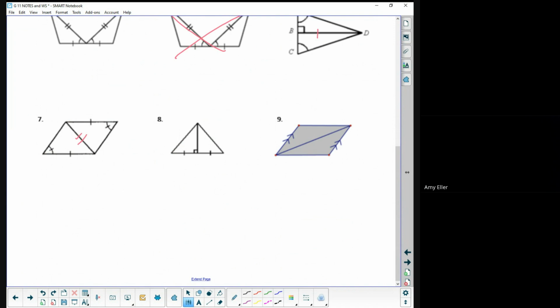That's called reflexive. The reason I put 2 little tick marks is because 1 was already used. Do you see reflexive in number 8? Yeah, again, they already share this side, so that's 1 side they have in common. But if they overlap a side, then they share that side as well. Same for 9. The side they share is reflexive.